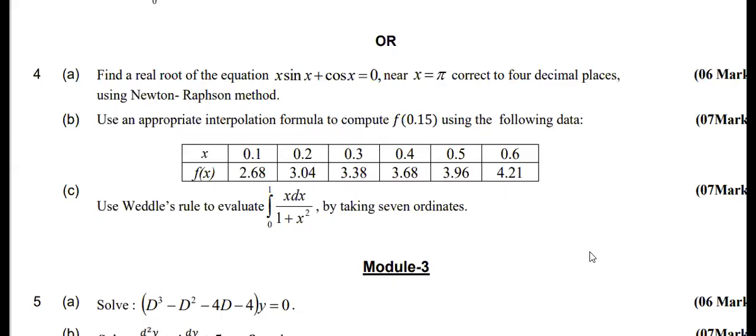Use an appropriate interpolation formula to compute f of 0.15 using the following data. So write the table containing x and f of x. X values are 0.1, 0.2, 0.3, 0.4, 0.5, 0.6. And f of x values are 2.68, 3.04, 3.38, 3.68, 3.96, 4.21.